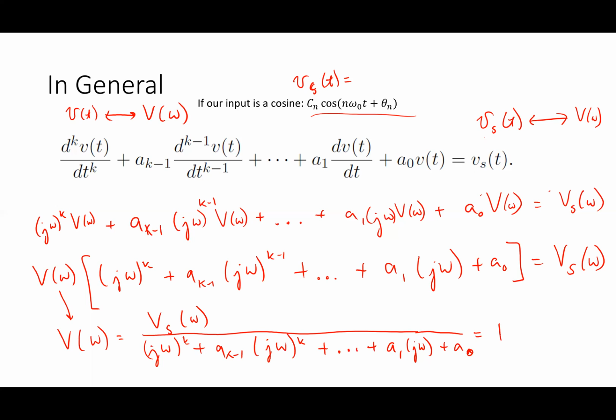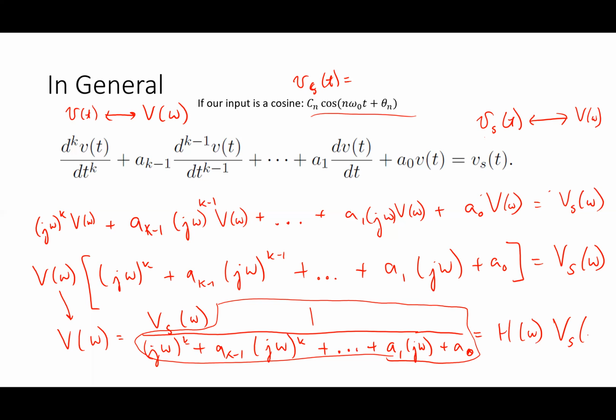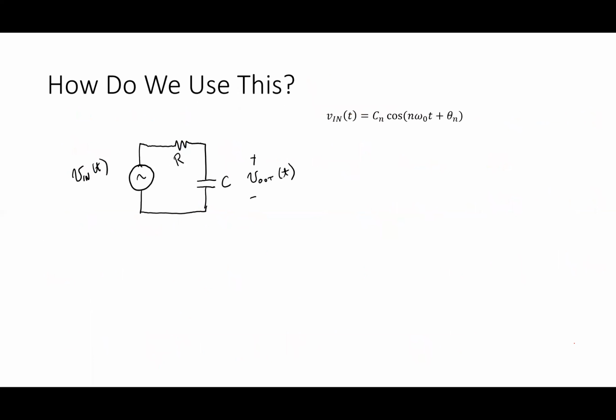And what I do is I call this expression here, basically 1 over all of that, h of omega, the transfer function. So the transfer function is a Fourier transform. And I'm saying the Fourier transform of the output is equal to the transfer function times the Fourier transform of the input. Okay?